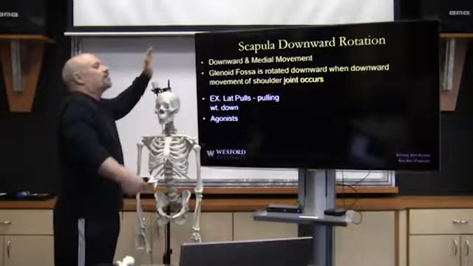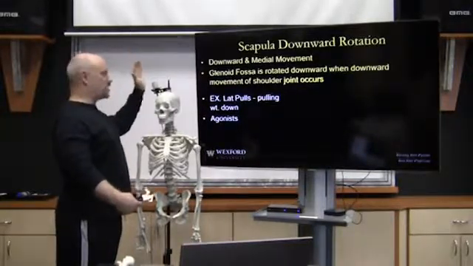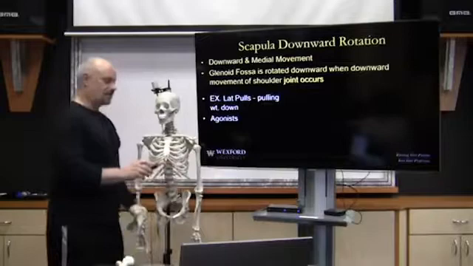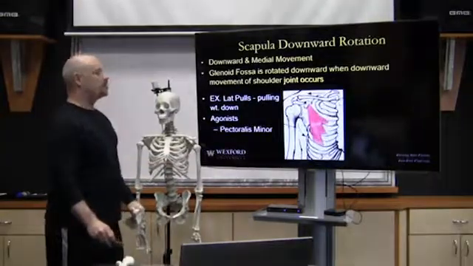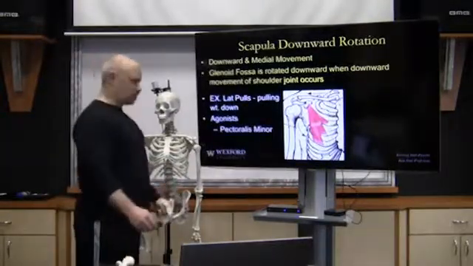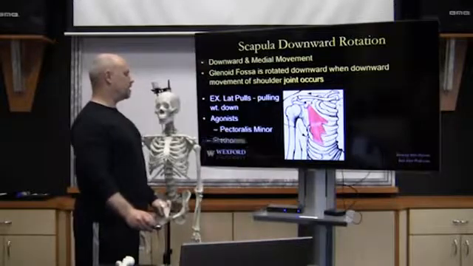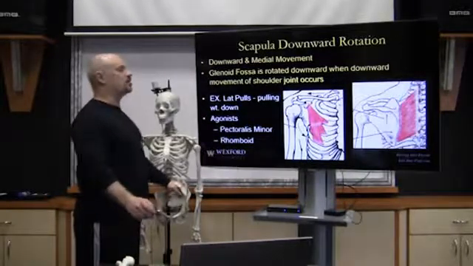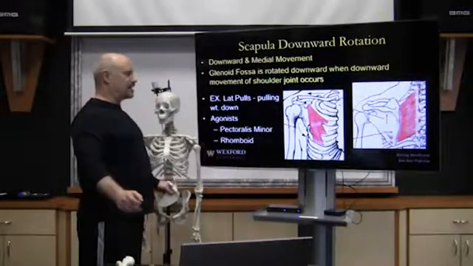So here's elevation, depression, and downward rotation. The agonists here are the pectoralis minor, which pulls it down and depresses it, and also the rhomboids, because they're going to pull down and retract together.